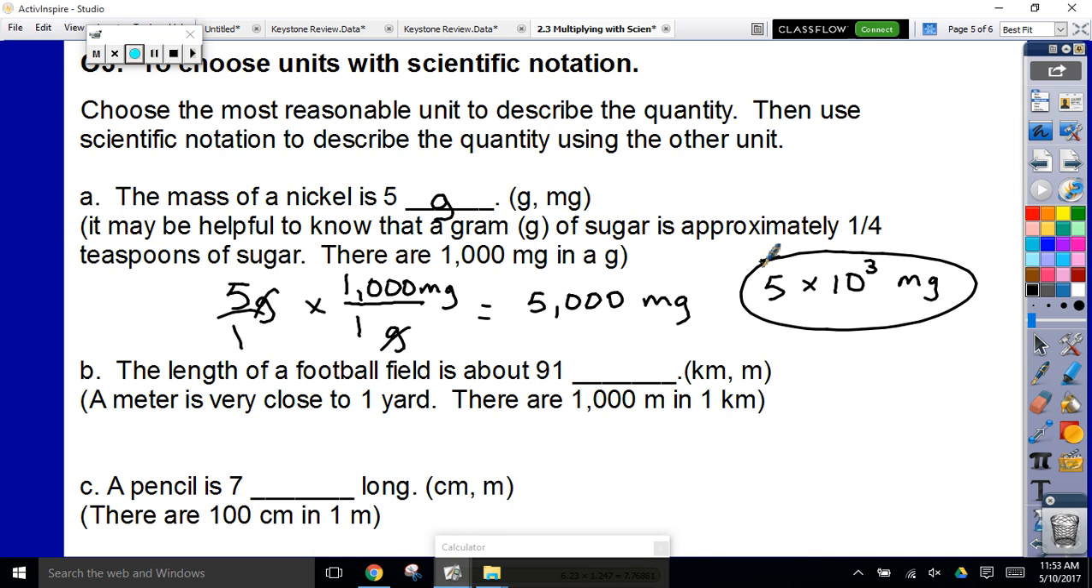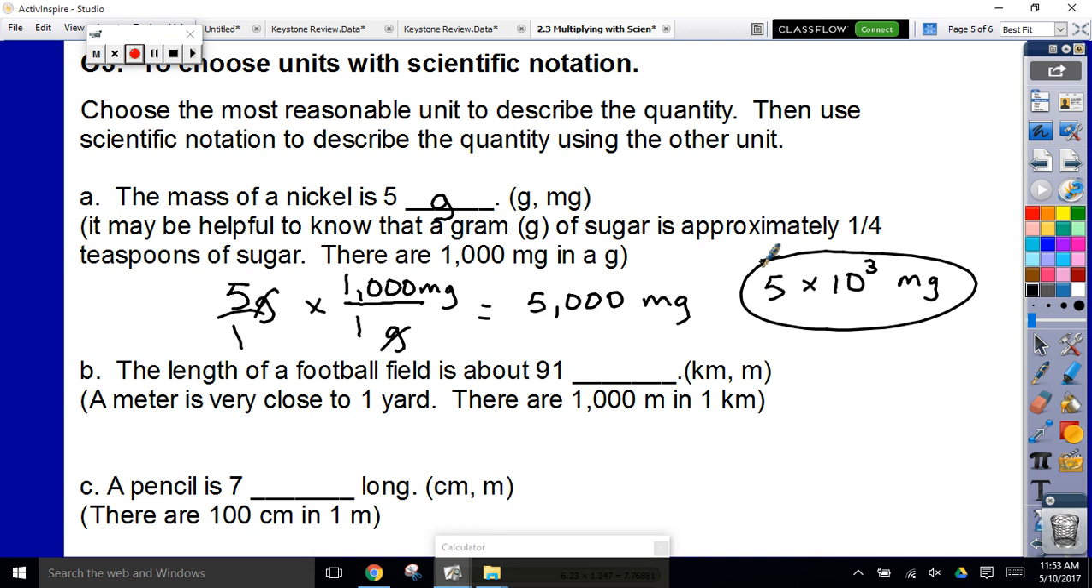The length of a football field, is it about 91 kilometers or 91 meters? And the hint I give you is that a meter is very close to a yard, so this is about a meter. A kilometer is 1,000 of these. So a kilometer and a mile are not the same, but they're close. So when people run a 5K, that's not 5 miles, it's slightly less than that, but it's kind of close. So do you think the football field would be 91 of these or 91 kilometers?